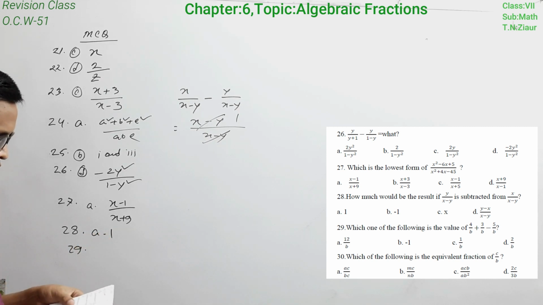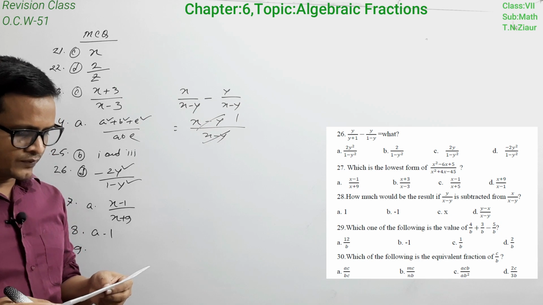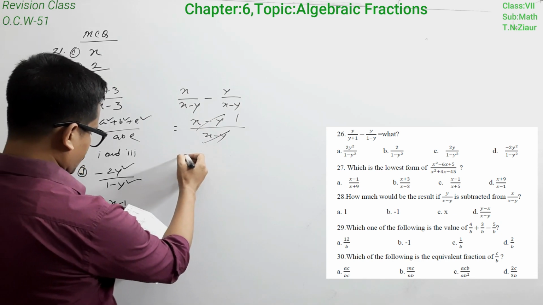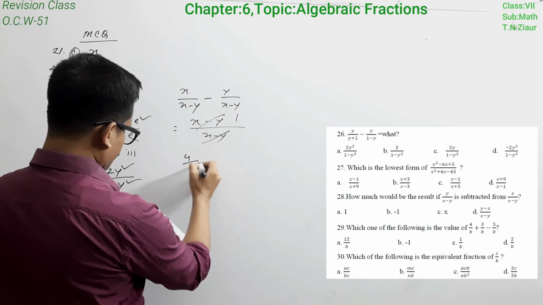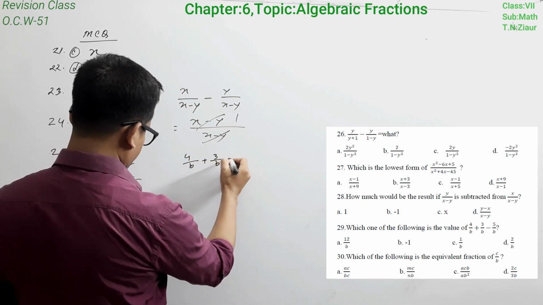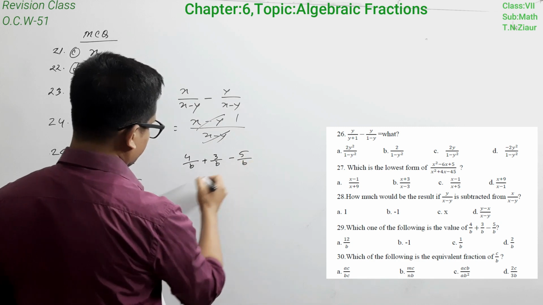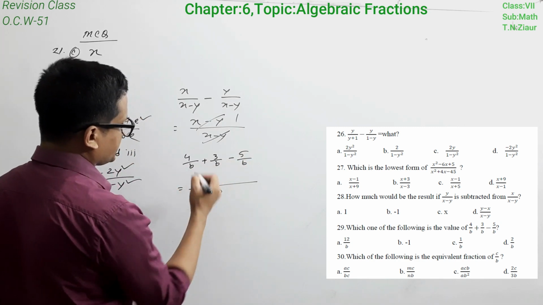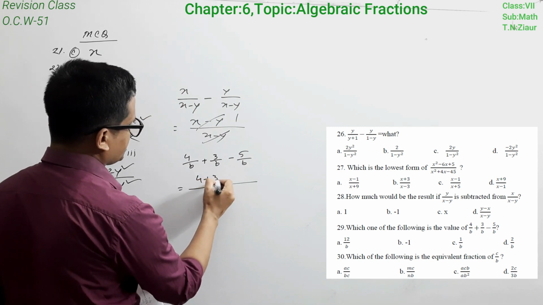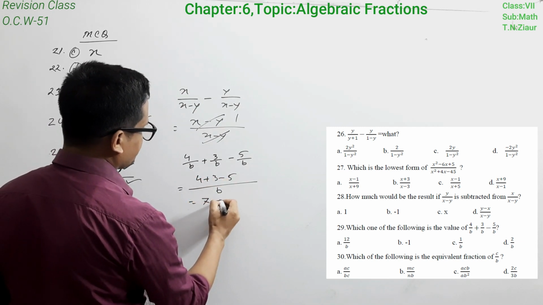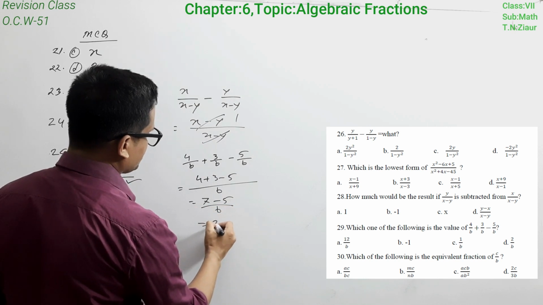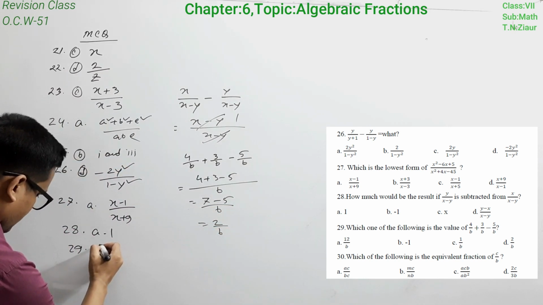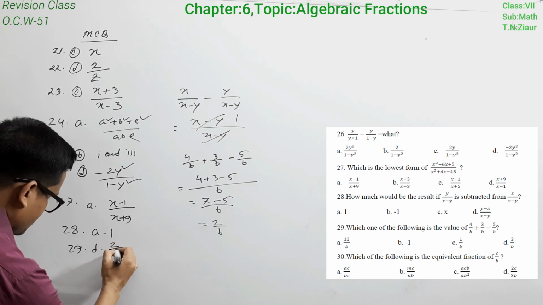Okay, 29. Okay, students, which one of the following is the value of 4 by b? Now we have to simplify again. Here we can write 4 by b plus 3 by b minus 5 by b. So these are the same here, students, right? So LCM will be b here. So 4 plus 3 minus 5, so 7 minus 5 by b, it will be 2 by b. Yes, this one is easy. So 29 you can write D number, which one is 2 by b.